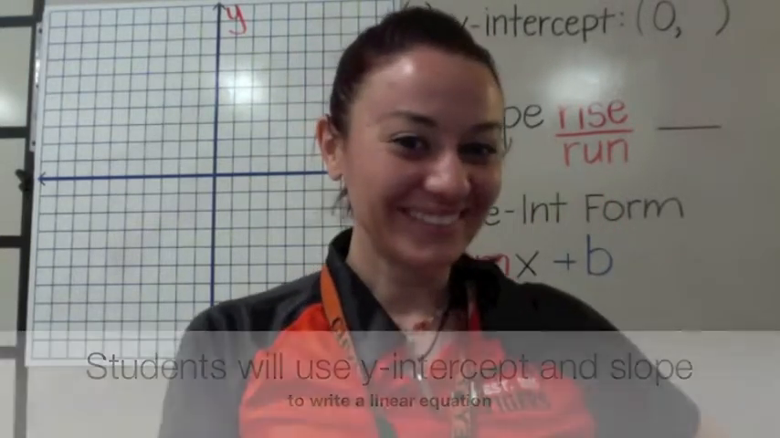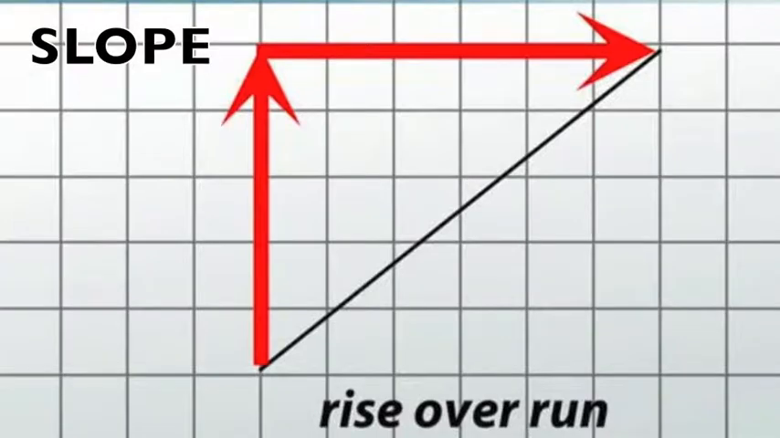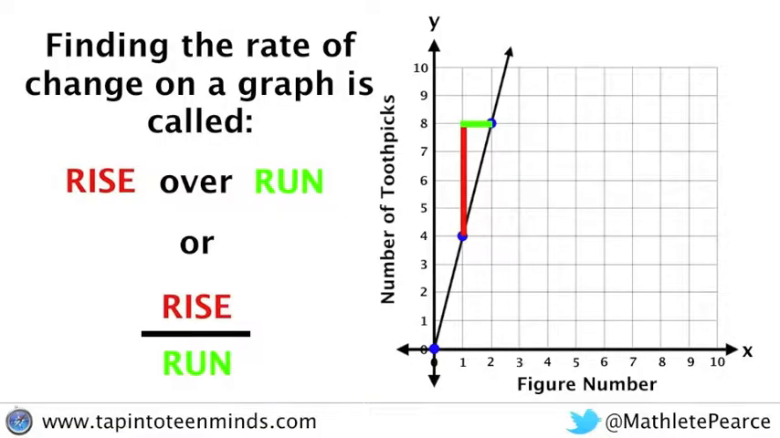Very good. Every line has a slope. The slope is a measure of how steep a line is. And we can calculate this by looking at a line and counting the number of units we rise up on the y-axis and run over on the x-axis. Slope is written as a fraction because it is a rate of change, where rise is the change in the y values divided by run, which is the change in the x values.